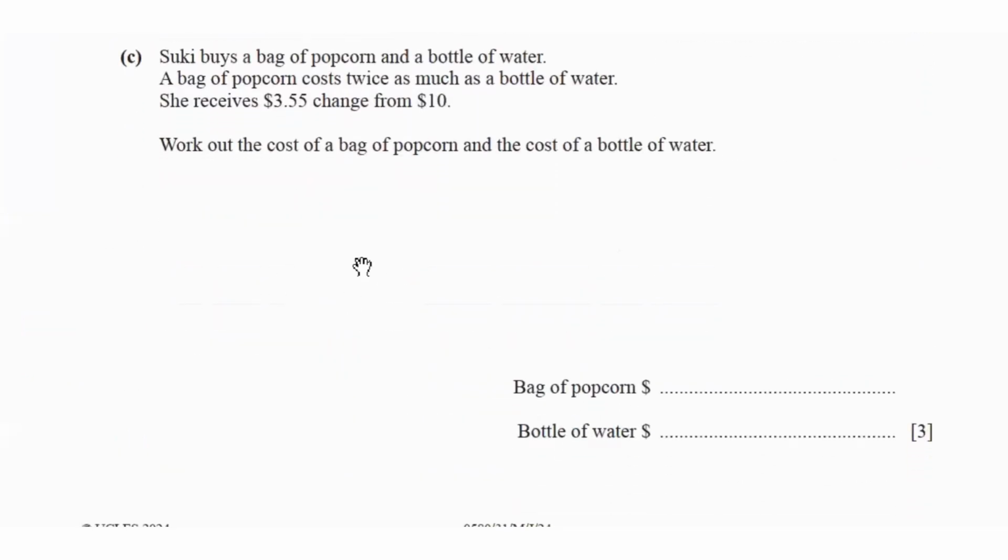Part C says, Suki buys a bag of popcorn and a bottle of water. A bag of popcorn costs twice as much as a bottle of water. So if the water is X dollars, popcorn is going to be 2X dollars. She receives $3.55 change from $10. Work out the cost of a bag of popcorn and the cost of a bottle of water. So when she pays $10 and purchases the popcorn and bottle of water, she's getting 3.55 back.